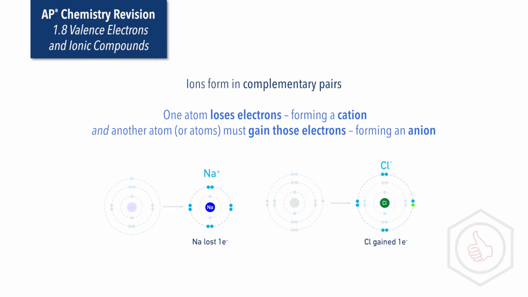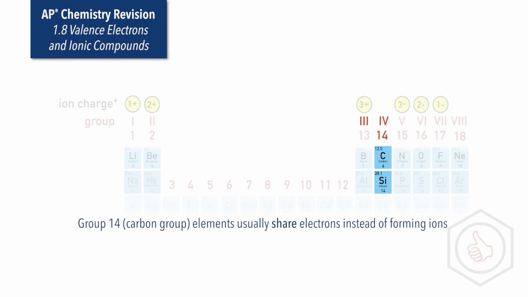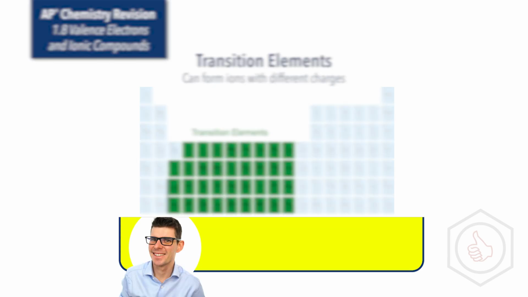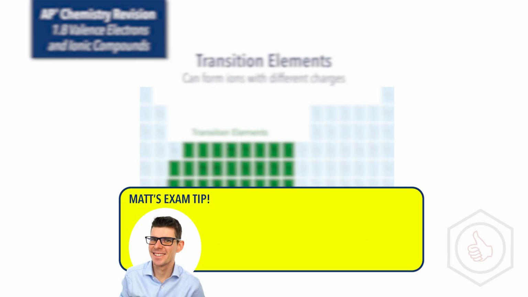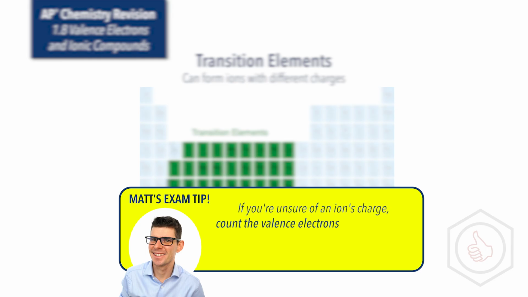Note that elements in Group 14 don't often form ions but instead share electrons. Transition metals are in the middle block of the periodic table and can form ions with multiple charges due to their electronic configurations involving d subshells. Exam tip here: always try and relate the charge of an ion to its element's position in the periodic table. If you're unsure about an ion's charge, count the valence electrons an atom of the element has and think about how many need to be lost or gained to get a stable configuration, often satisfying the octet rule.